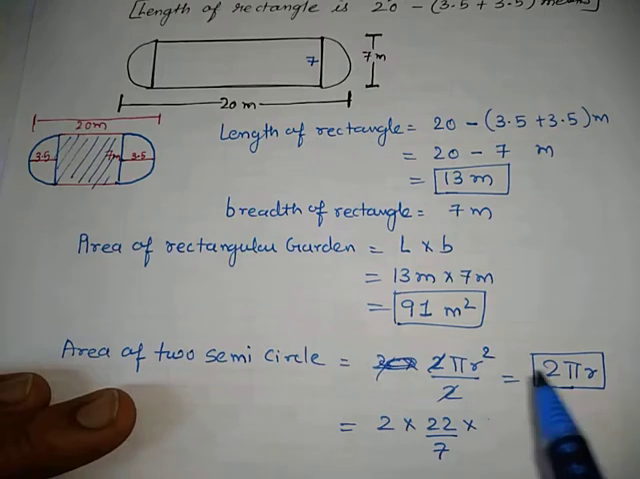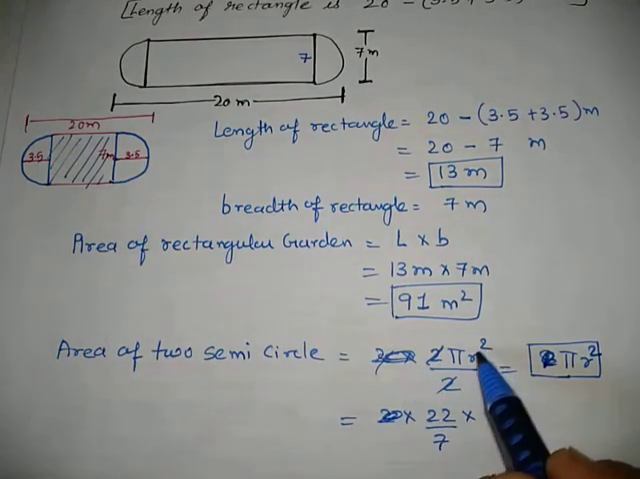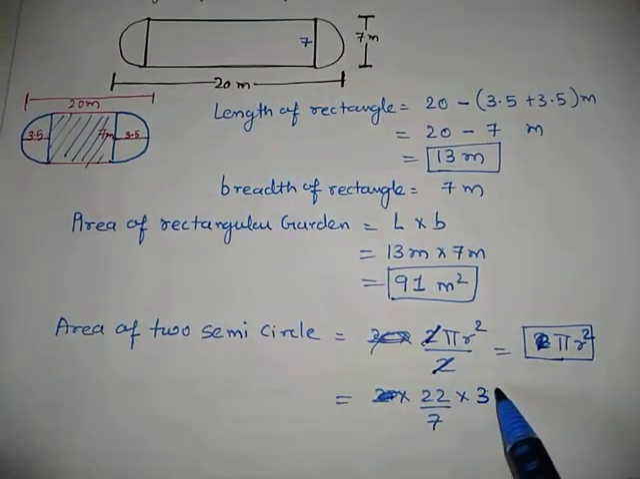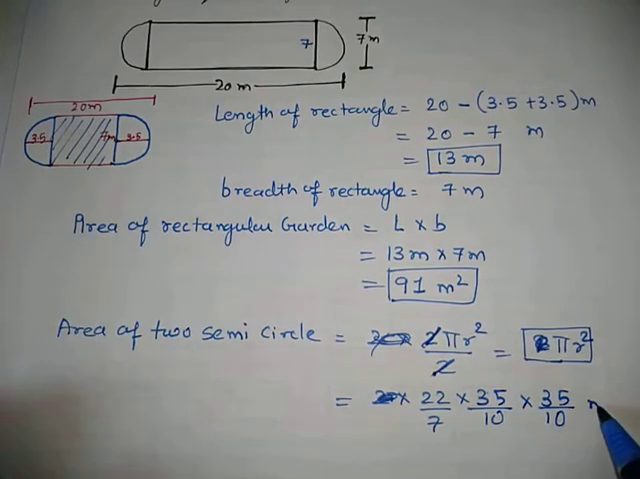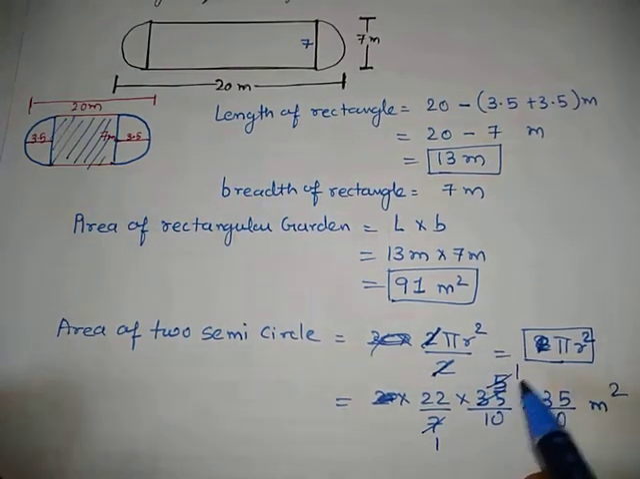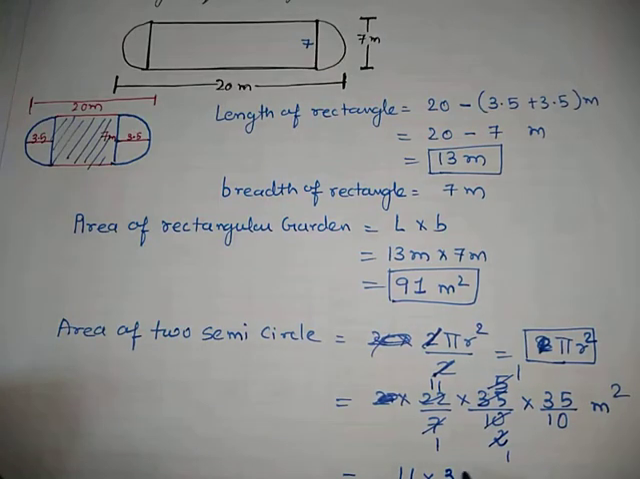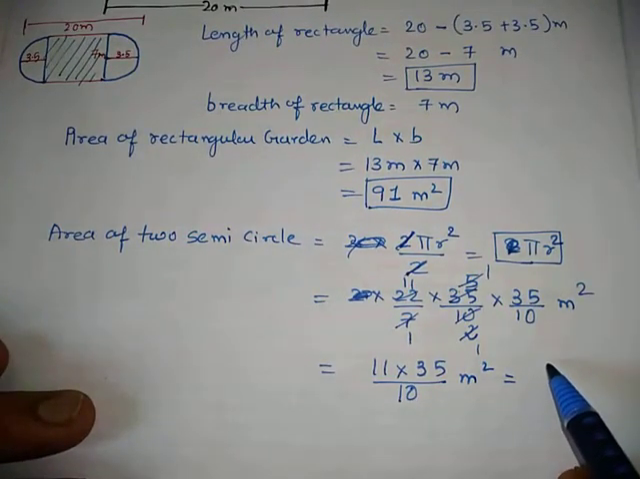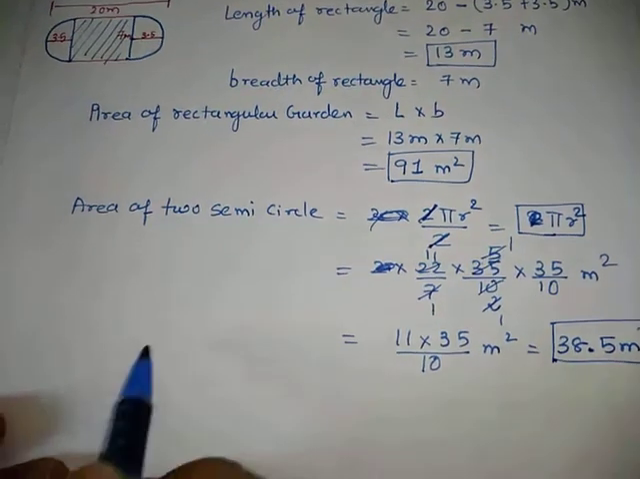Pi r square, because the 2 already cancels, there were 2 times, so pi r square is the formula, and 2 divided by 2, and for the 2 semicircles the 2 was there so it got cut. So 22 by 7, radius is 3.5 means 35 by 10 multiplied by 35 by 10 meter square. We can cancel it out. 7 1 goes, 7 5 goes, again cut can be done. 5 1 goes, 5 2 goes, 2 1 goes, 2 11 goes. So 11 into 35 divided by 10 meter square, and you will get the answer 38.5 meter square.